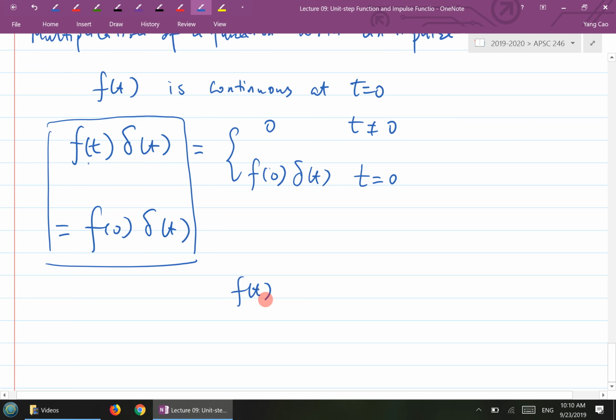And often in time, you're not just multiplying by a delta t, an impulse at t equal to 0. You could multiply an impulse at a different location. This is delta t minus capital T. What would that look like graphically? Very, very important. What does this look like?